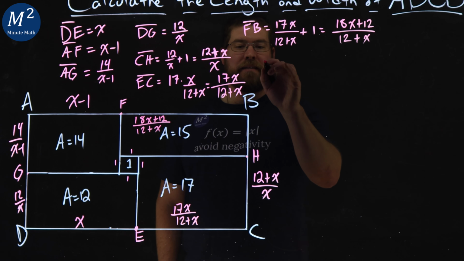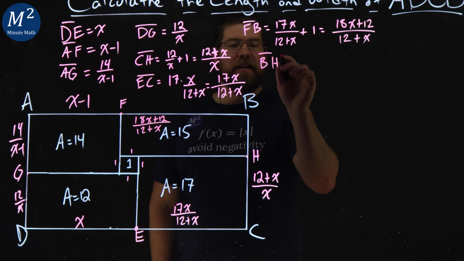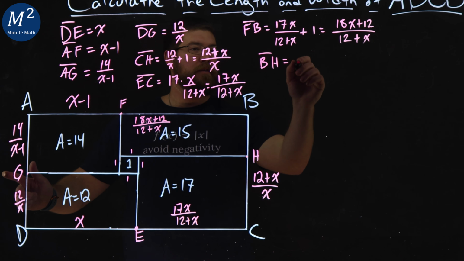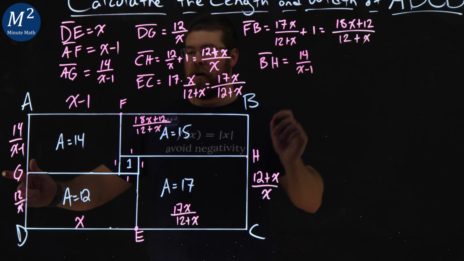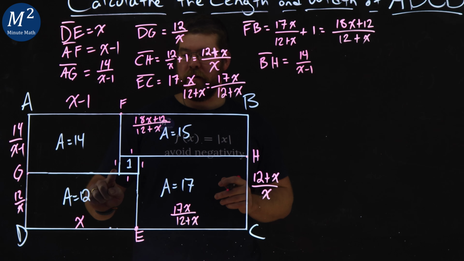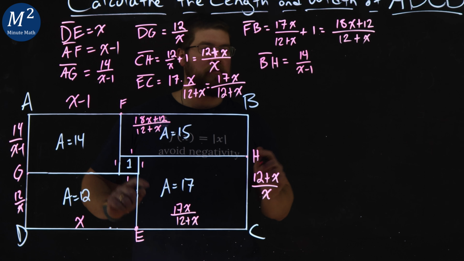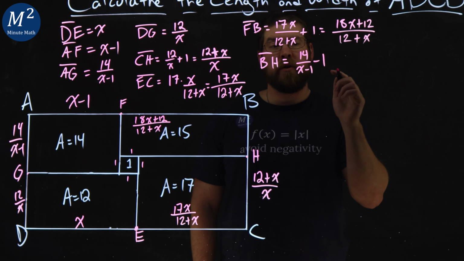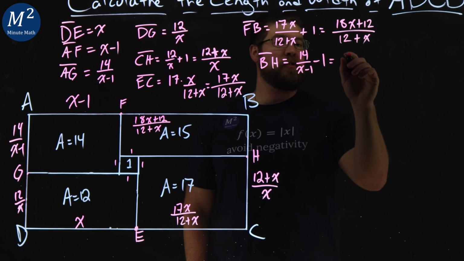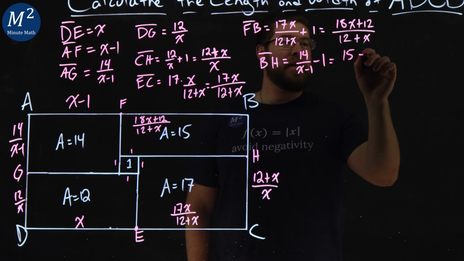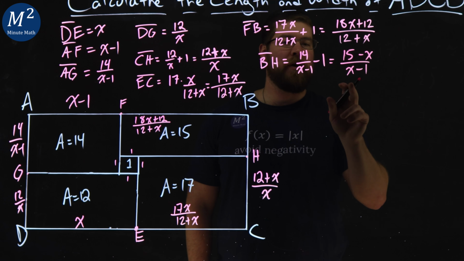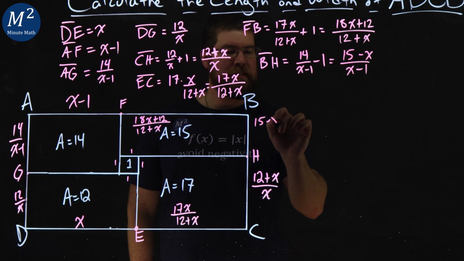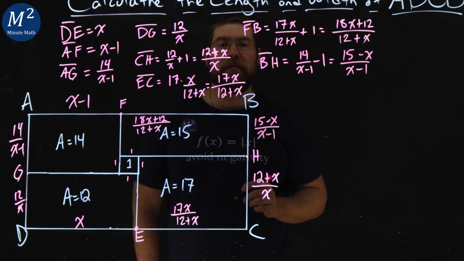And we have one last thing to go through. We got BH, this last part right here. So BH is equal to AG, that 14 over x minus 1, minus this length of 1 right here. So 14 over x minus 1 we have, subtract 1. And so we want to find a common denominator, so 1 is x minus 1 over x minus 1, and that actually comes out to be 15 minus x over x minus 1. Make sure you keep your minus signs intact. So BH here is 15 minus x over x minus 1.